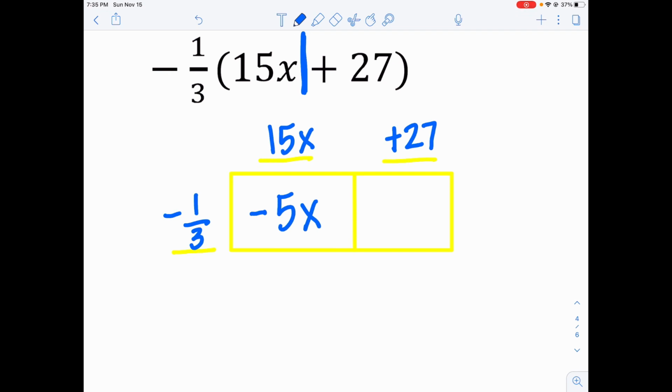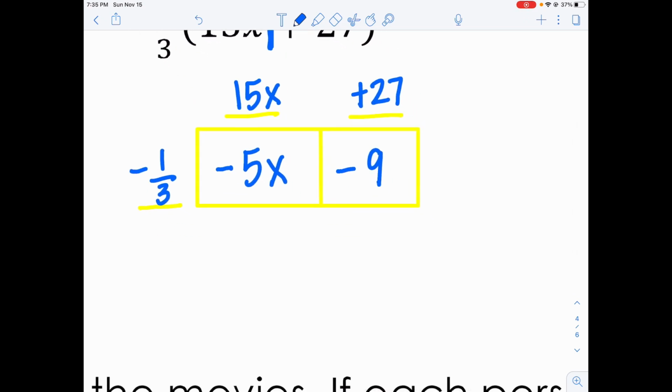And then we are going to do the next one. So it is a negative 1/3 times a positive 27. Once again, you're going to put it in your calculator, negative 1/3 times a positive 27. And your calculator should give you a negative 9. And then the very last thing to do is just to rewrite your expression. So it is negative 5x minus 9.